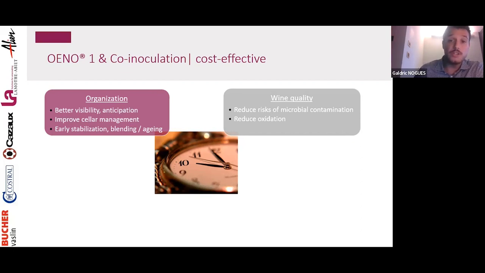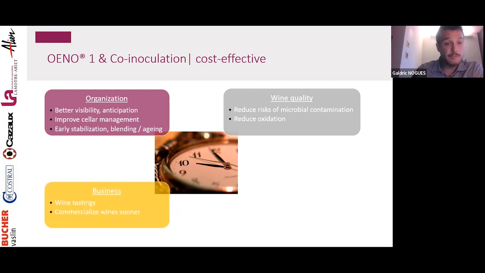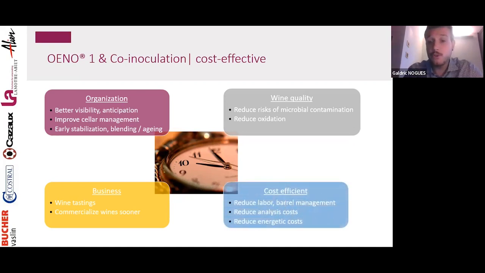the wine quality, you will reduce the risks of microbial contamination, and you reduce as well the oxidation because you don't leave the wine unprotected for an amount of days that depends on the malolactic. In terms of business, you can start wine tasting earlier as well. You can commercialize the wines sooner as well. You can release them on the market. And finally, in terms of cost efficiency, you reduce the labor, the barrel management, the analysis cost, and the energetic costs as well. So basically, most of it is very interesting: to switch and to use bacteria in co-inoculation.